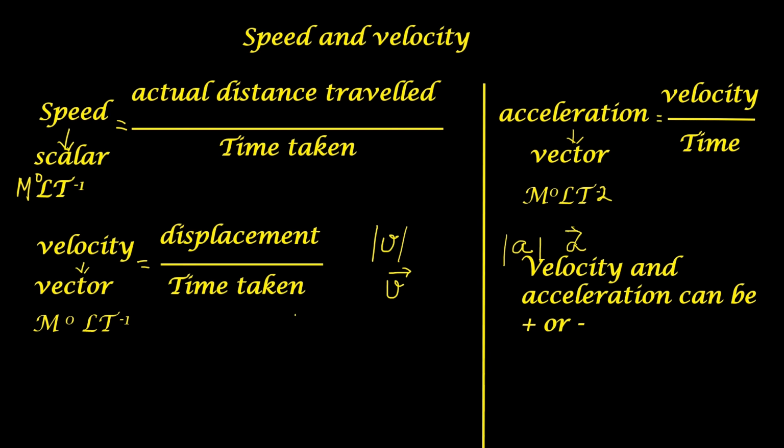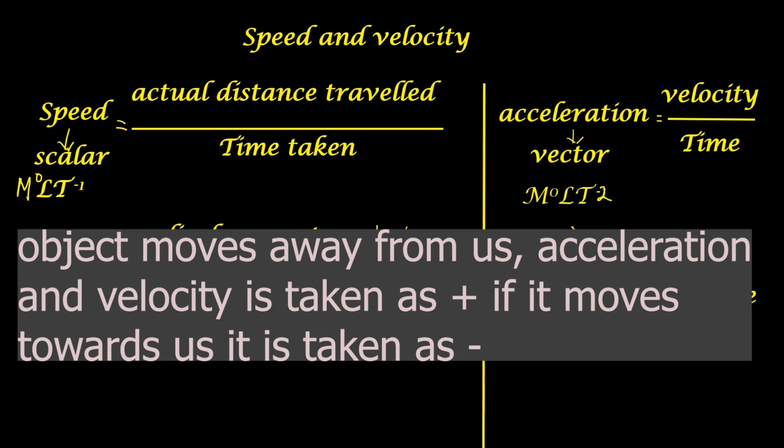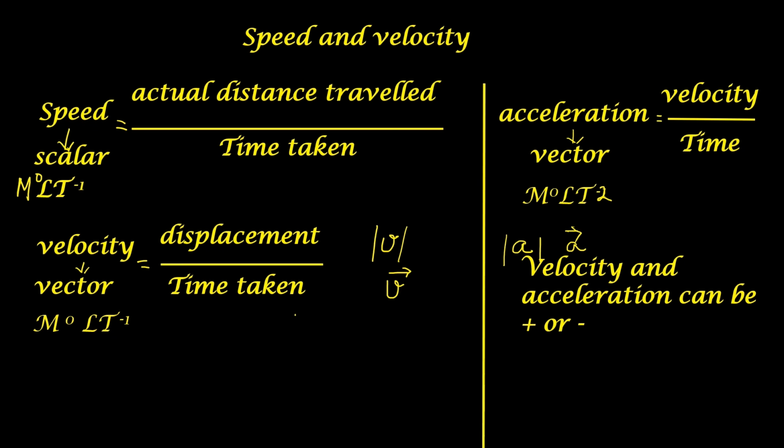Velocity and acceleration can be positive or negative. If the object moves away from us, then it is positive velocity. If it is moving towards us, it is negative velocity. Acceleration is increase in velocity. If velocity decreases, it is negative acceleration.